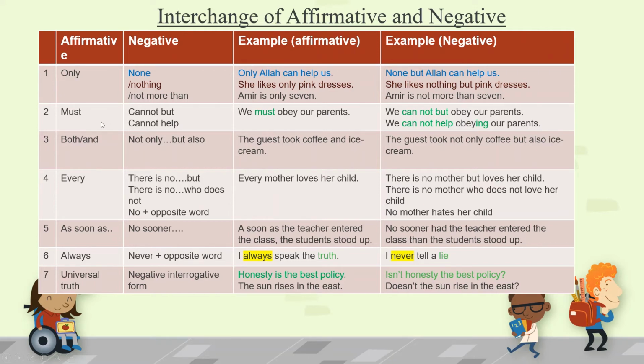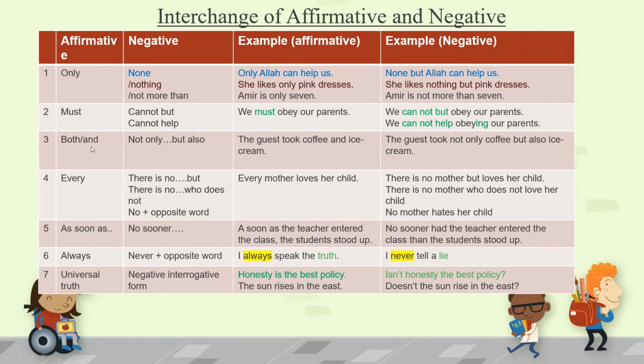Now move to rule number 2, sentences containing the word must. Let's read the example. We must obey our parents. The negative form of this sentence is we cannot but obey our parents, or we cannot help obeying our parents. So you can transform this assertive sentence in two ways: cannot but or cannot help. In case of using cannot help, you have to add ing with your verb.